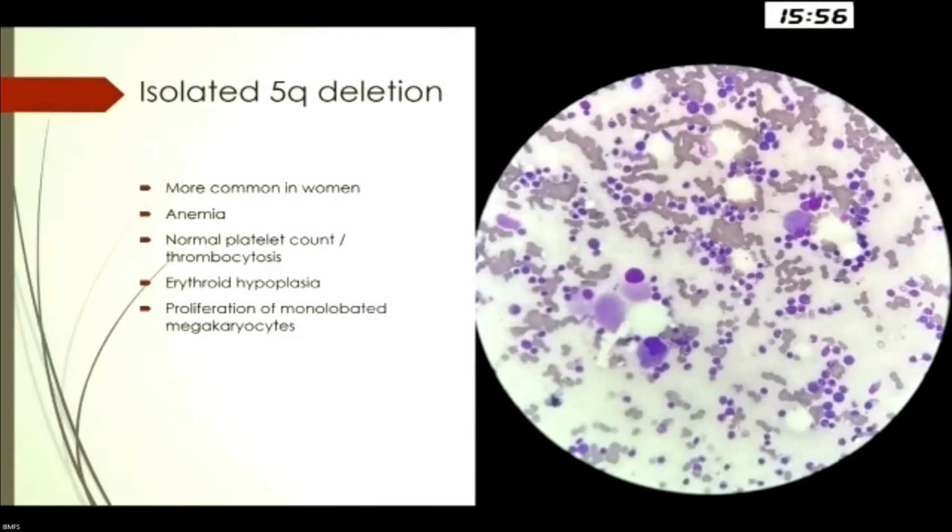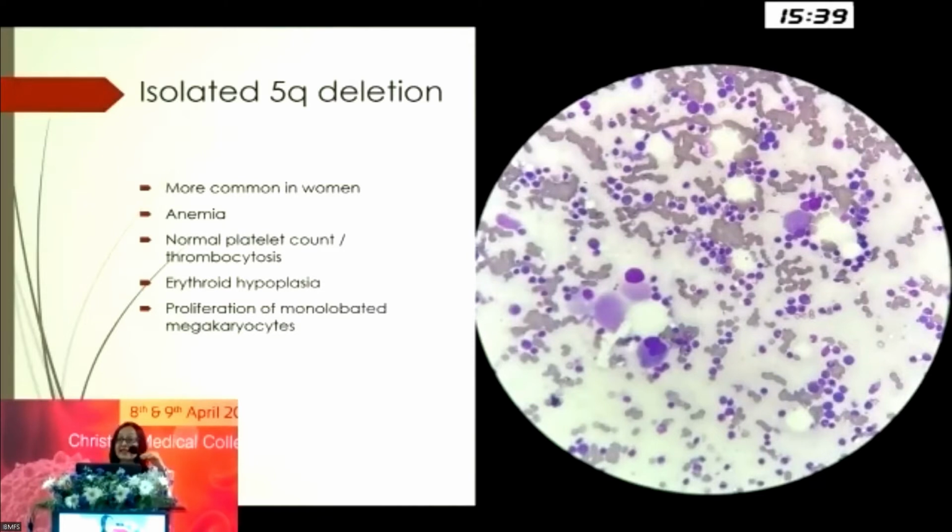So this is an interesting case that we had reported. This is a case of MDS with isolated 5q deletion. This is observed more commonly in women, and usually presents with anemia with a normal or elevated platelet count. The bone marrow morphology is quite classical in the sense that there is erythroid hypoplasia and proliferation of hypolobated megakaryocytes, as you see here. On cytogenetics, there could be 5q deletion, and it usually has a good prognosis.